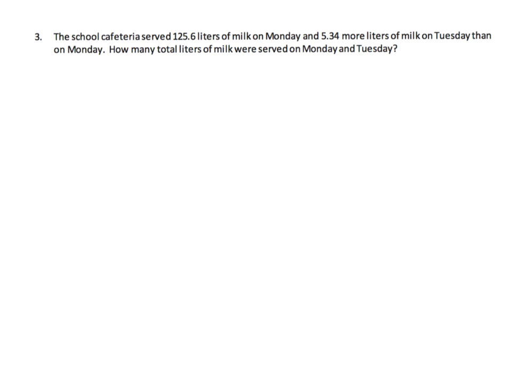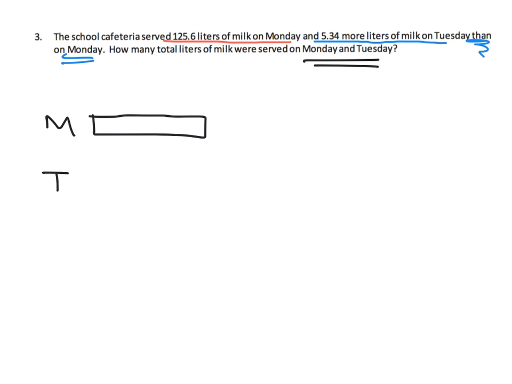Now here's a tricky one. To be honest, it took me a couple of times to read this to get it. So it says the school cafeteria served 125.6 liters of milk on Monday. That's a lot of milk. And 5.34 more liters of milk on Tuesday than on Monday. That's the key phrase right there. How many total liters of milk were served on both Monday and Tuesday? So our two characters, Monday and Tuesday, and I'm going to make those two tape diagrams exactly the same length.